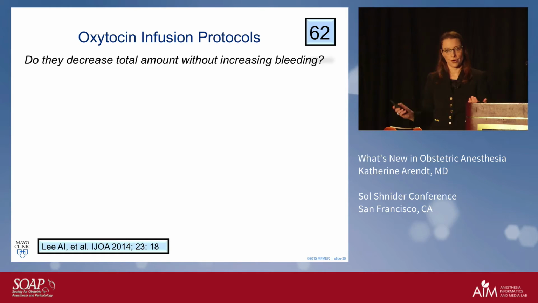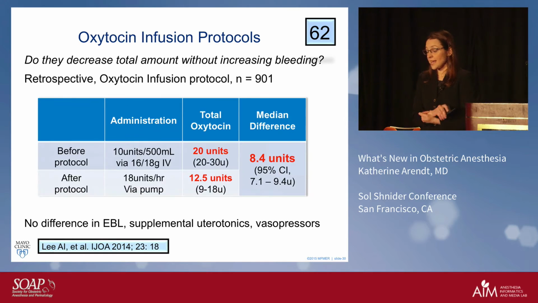Oxytocin infusion protocols. What came out with that in 2014? Well, Dr. Sen told us that we can try to decrease the amount of our oxytocin with various protocols, and this group at Northwestern showed that they could. When they did undergo a protocol in which they started a pump that gave 18 units an hour instead of just doing this kind of roller bag type 10 units in 500 via an 18 gauge IV, they were able to decrease it by about 8.4 units. I should say milliunits. In difference, or international units, there was no difference between the groups in estimated blood loss, supplemental uterotonics, or vasopressor use.